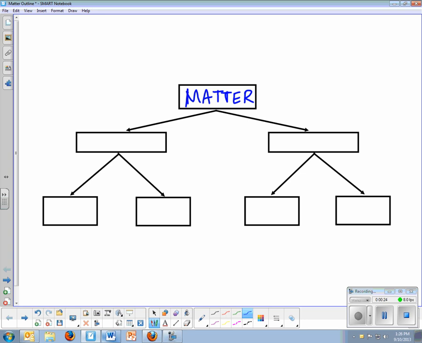So everything that is matter is everything that has mass and volume. This was talked about in the states of matter video. Matter can be grouped into two different areas. You can call them pure substances and mixtures.